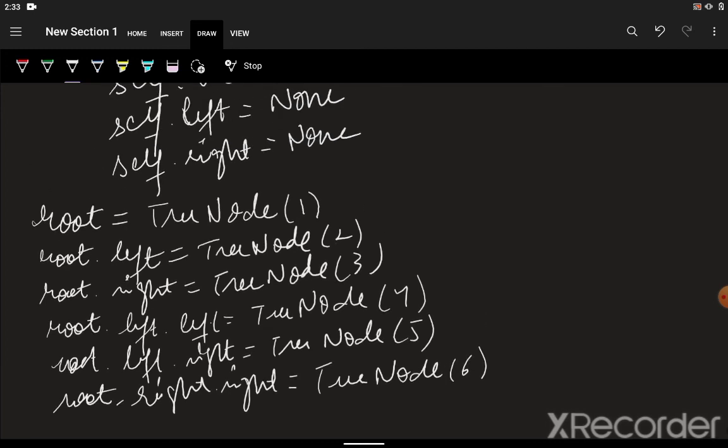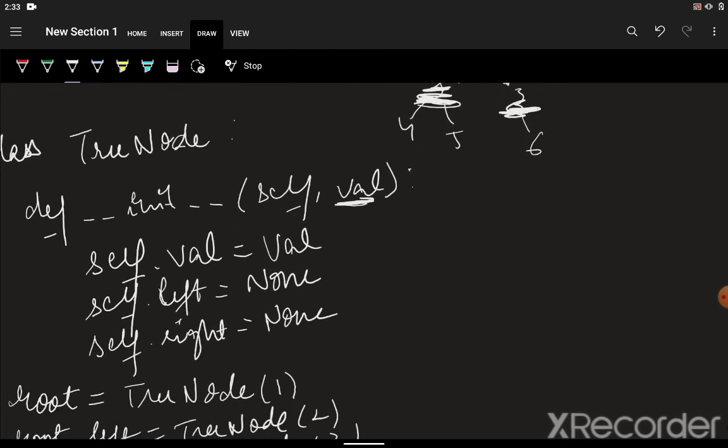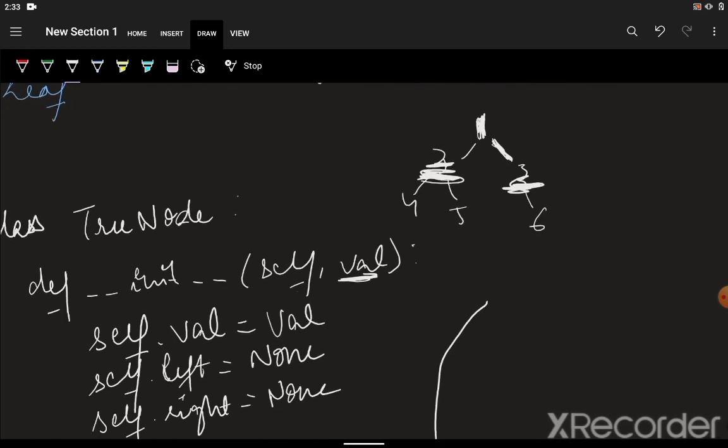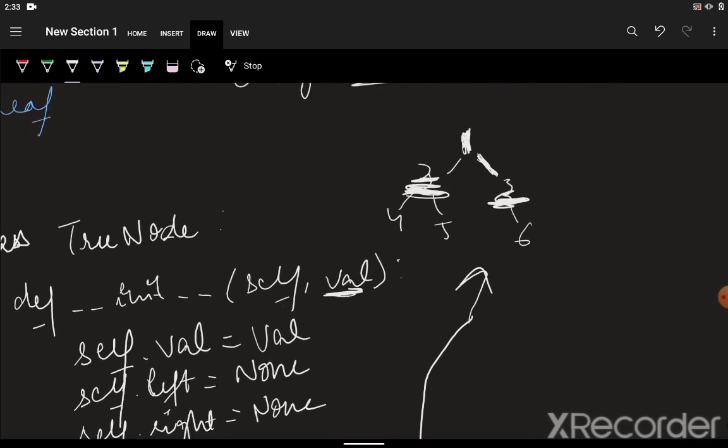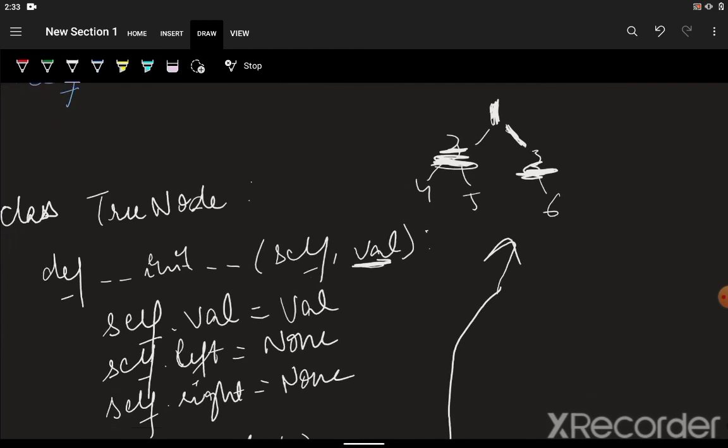So this is how you will create this particular tree. I think you might have understood what trees are, and how we implemented a binary tree in Python for this example.